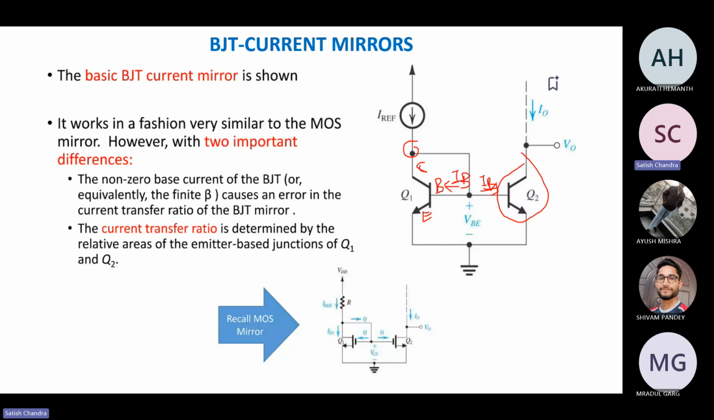So this is what causes an error in the current transfer ratio of the BJT mirror. The current transfer ratio is determined by the relative area of the emitter base junction of Q1 and Q2. That is why we say Q1 and Q2 should be matched. If they are matched, it means the emitter base junction area is going to be similar. Then we can achieve a similar base current, and accordingly we get the same kind of collector current.